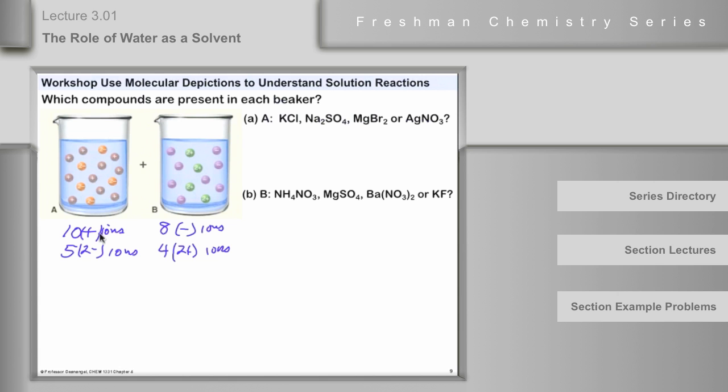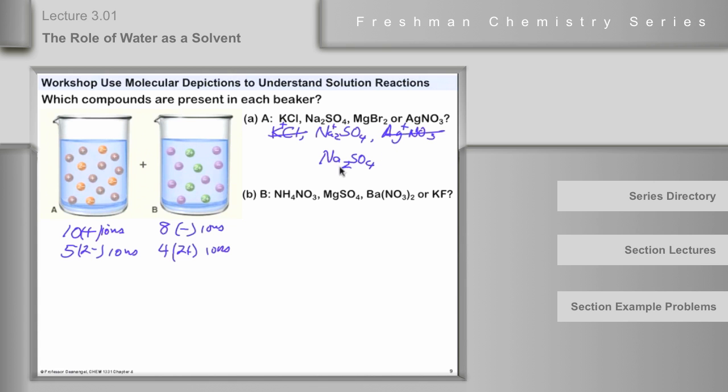Now, if we look at the ones with plus ions, there's only 3 of them that have plus ions. So the possibilities are KCl, sodium sulfate, and silver nitrate. Those all have positive ions. Okay? And which ones of those have 2 negative, dinegative ions? Only one of them. So we can cross out the potassium chloride and the silver nitrate, and the compound in beaker A must be sodium sulfate.